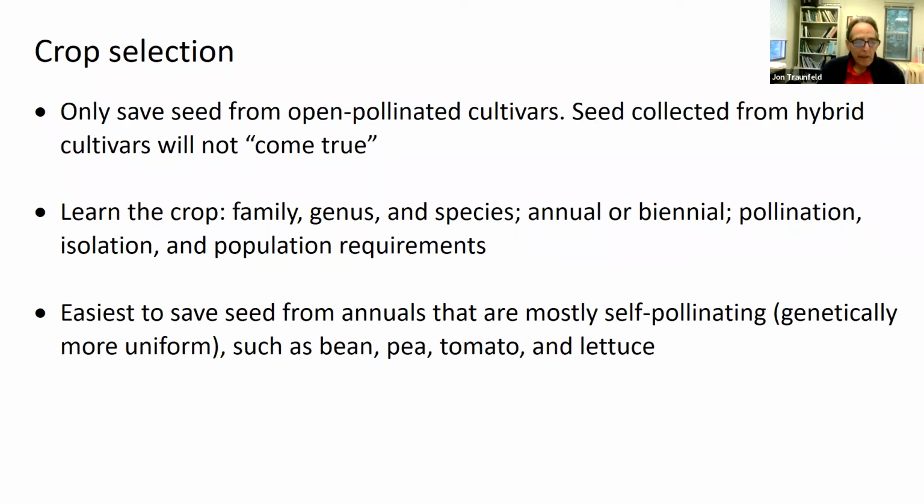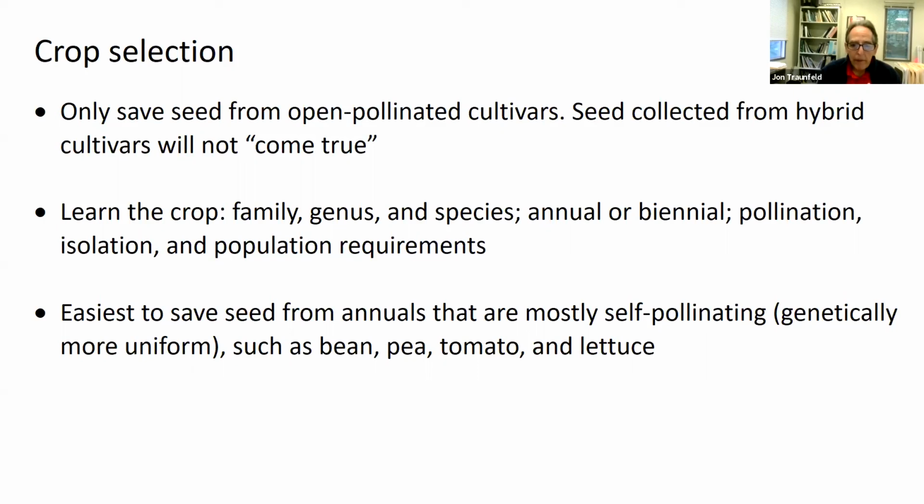So basically, it is easiest to save seed from annual plants that are mostly self-pollinating. And these would include, I would say some of the easiest would be bean, pea, tomato, and lettuce. So for starting out, that's what I would recommend.